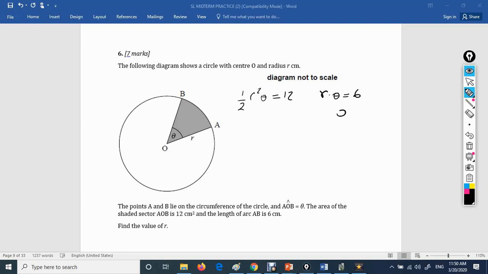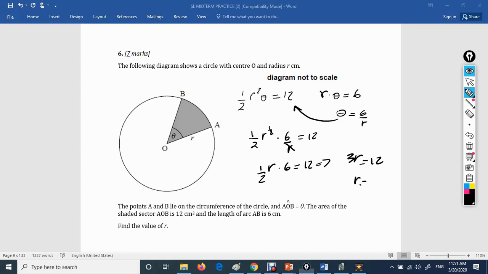Notice that here we can rewrite this as theta equals 6 over r. So I'm going to plug this into the first function, the function for the area. So 1/2 r squared times 6 over r equals 12. Now by doing this, I'm able to eliminate this r here. So I'm left with 1/2 r times 6 is equal to 12, which we can rewrite as 6 divided by 2. So 3r is equal to 12, and therefore r is equal to 4.